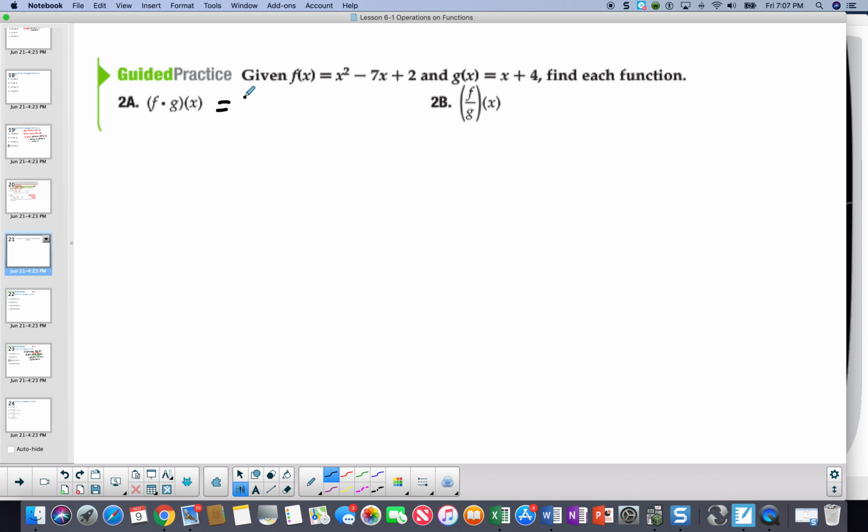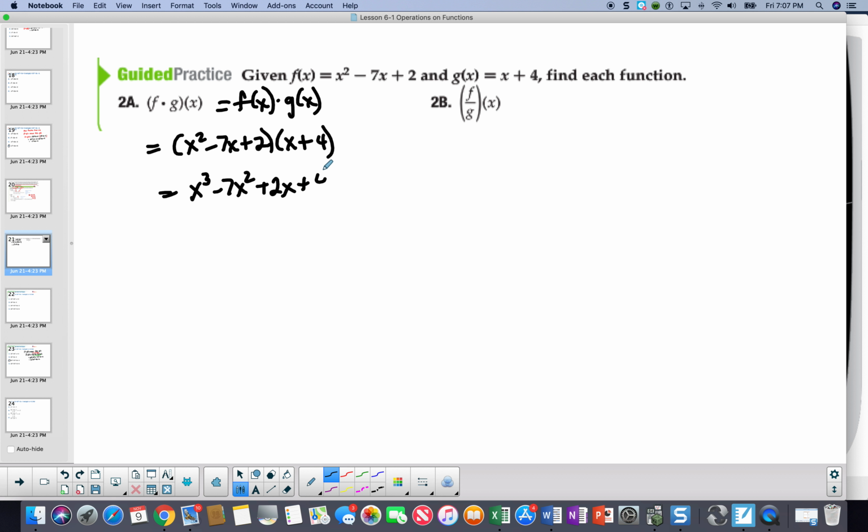And this is equal to f of x times g of x. And that means x squared minus 7x plus 2 times x plus 4. And I'm going to distribute the x first, x cubed minus 7x squared plus 2x. Now I'm going to distribute the 4, plus 4x squared minus 28x plus 8. Combine like terms, and okay, so there's the answer.